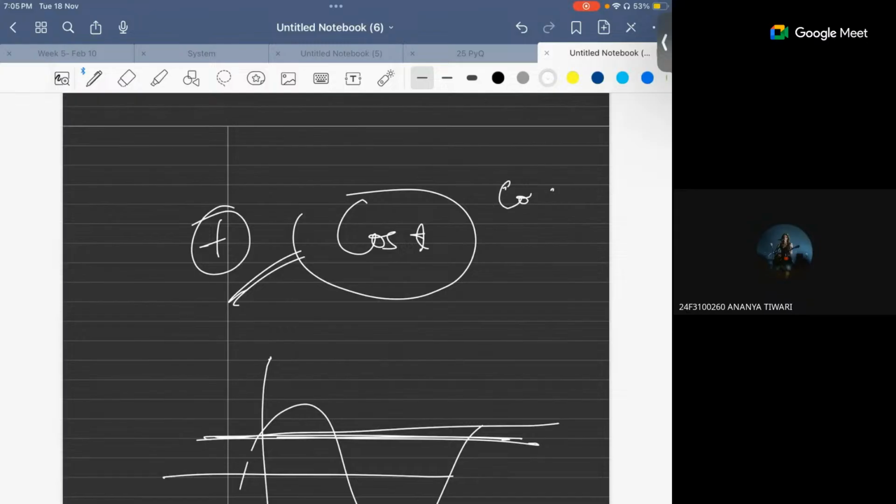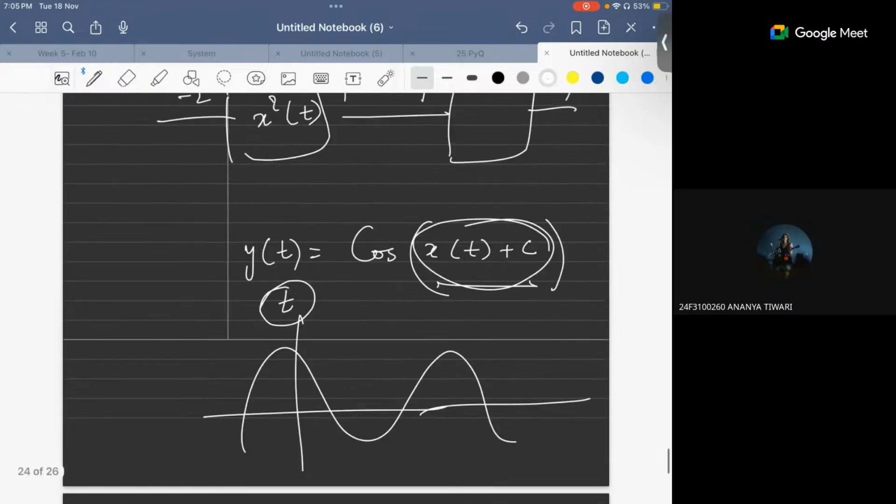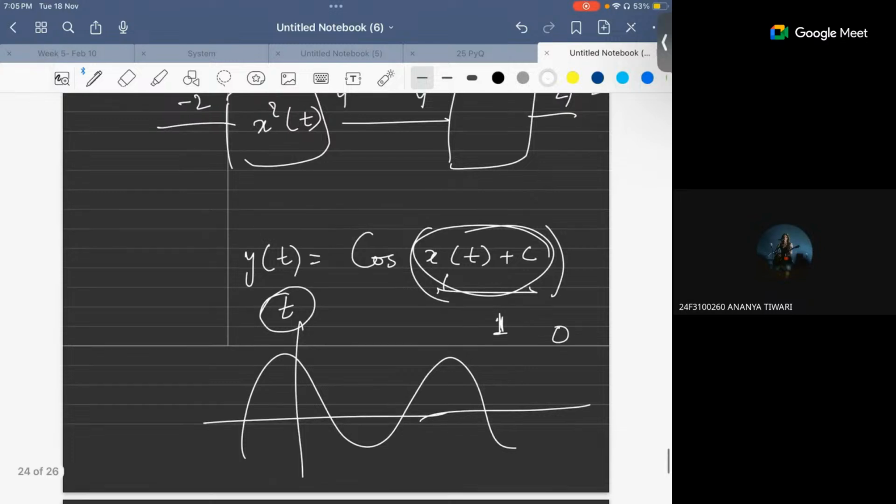Invertibility means you have to trace back the t. If you have the yt, the function output, can you trace back the input? For example, if the output of this signal is 0, the cos value can be 0 at a lot of inputs, right? Here it can be 0, here also, here also. There can be n number of values where the cos value is 0. Can you trace back? No, you can't trace back which value it is. So that's why it can't be invertible.